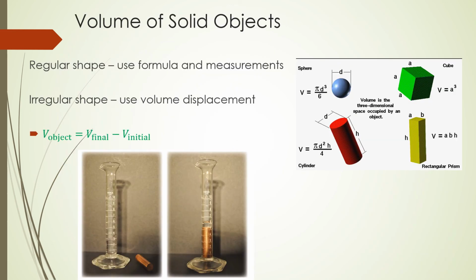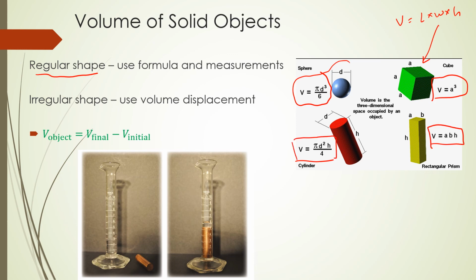If you want to measure the volume of a solid object, there are two kinds of methods. First method is used when your solid object has a regular shape, such as a sphere or a cube or a cylinder or a rectangular prism. In this, we can apply geometry to find the volume. As we discussed earlier, volume of a cube or cubic box is length times width times height, because all of them are the same, so that's the formula. Similarly, volume of a sphere is given by this formula. Volume is equal to pi by 6 d cubed, where d is the diameter of the sphere. And similarly, these are the formulas for the other two objects.